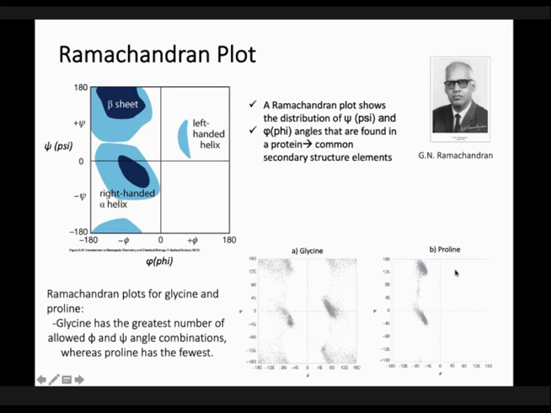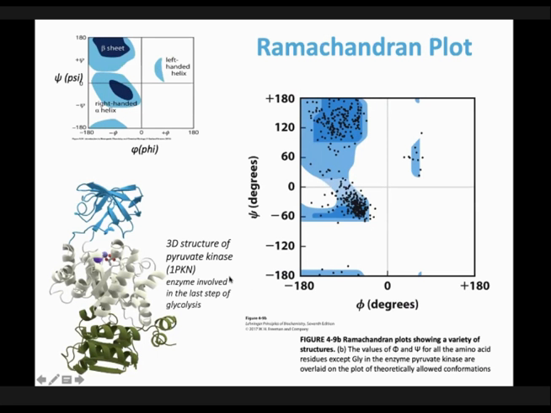If you have proline, and if you recall, proline is the only amino acid where the R group binds to the N-terminal end of the amino acid, and it's very rigid, so you cannot find a lot of rotations in proline.